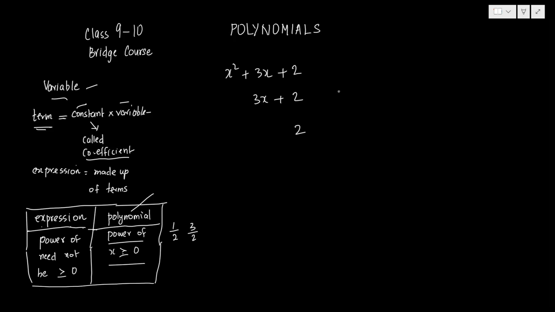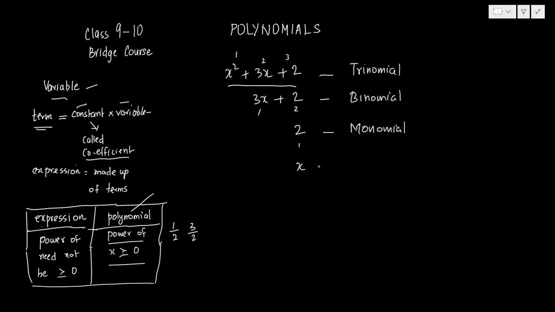Okay, now let us look at certain categories of polynomials. This polynomial has 3 terms. This has 2 terms, and this has only 1 term. This is called a trinomial. A polynomial with 3 terms is called a trinomial, a polynomial with two terms is called a binomial, and a polynomial with one term is called a monomial.